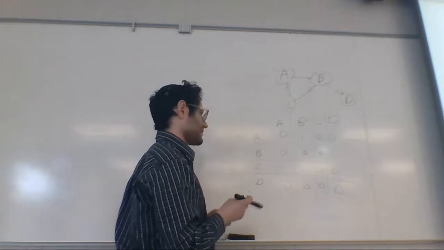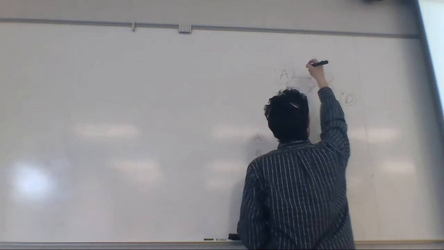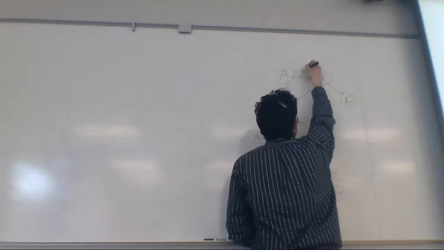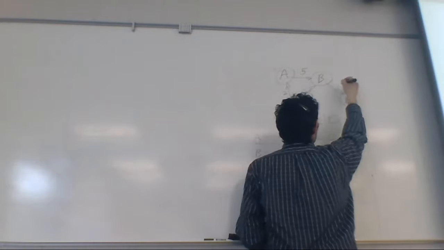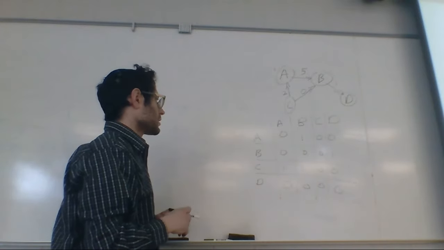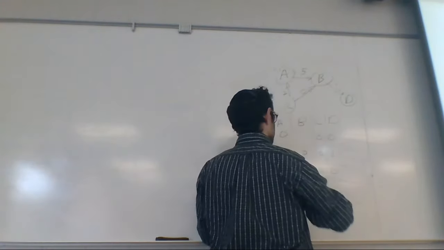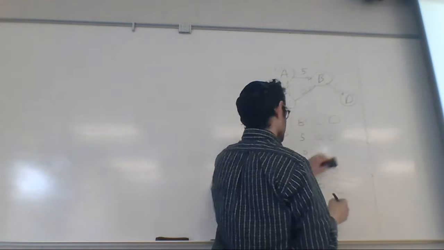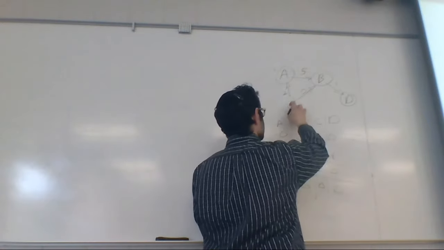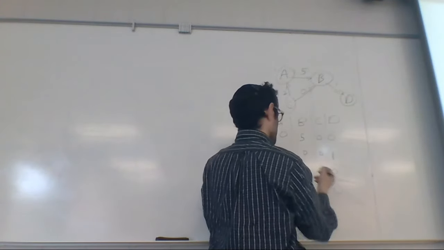What if, on the other hand, this is a weighted graph, where we have numbers here? So it costs 5 to get from A to B, 2 to get from C to A, 0, and 1. In this case, A to B would be replaced with 5. B to D would stay the same, as 1. C to A would be replaced with 2. But C to B, we replace that with 0, obviously.